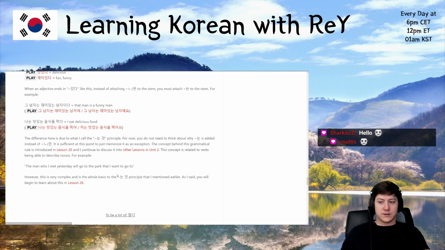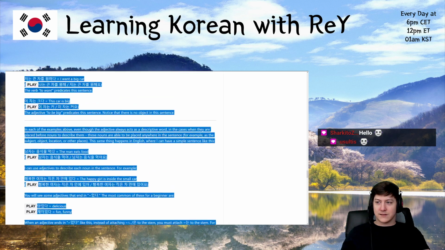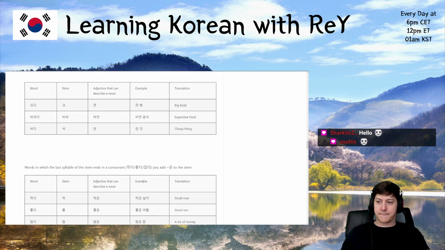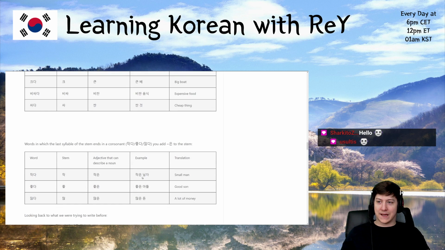Okay, so did you understand? Did we understand that, guys? Is it all clear? We add different things to the stem of the adjective if it's describing a noun. We can do that, right?